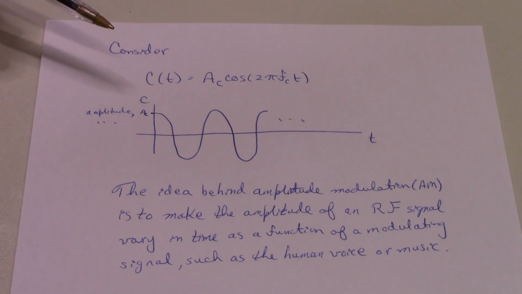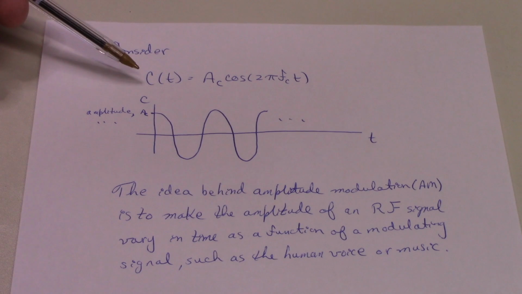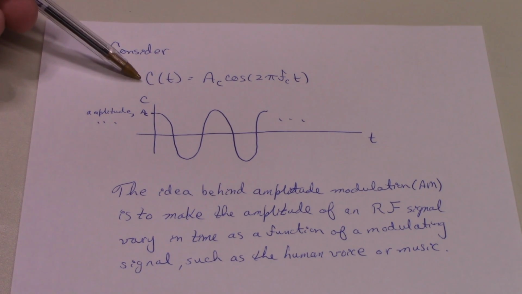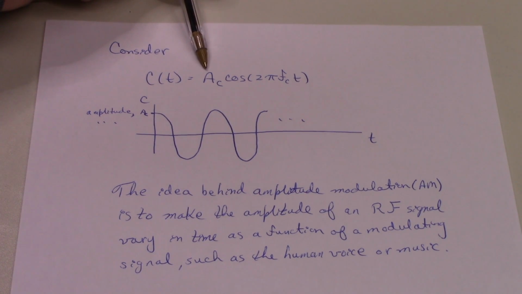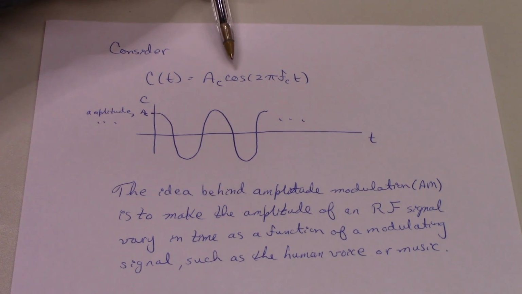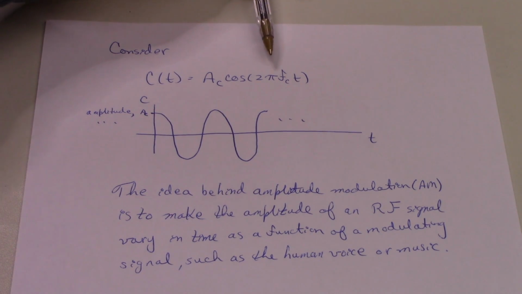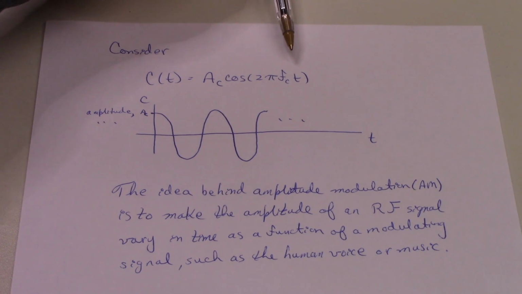You could call it a continuous wave if you like. We'll call it a carrier in this case. And we'll call this function C of t, because it's a function of time. And C of t is equal to a constant A sub c, which is an amplitude, times a cosine, although we could easily write a sine instead, it doesn't really matter, of 2 pi times f sub c, the frequency of this periodic function, times time.